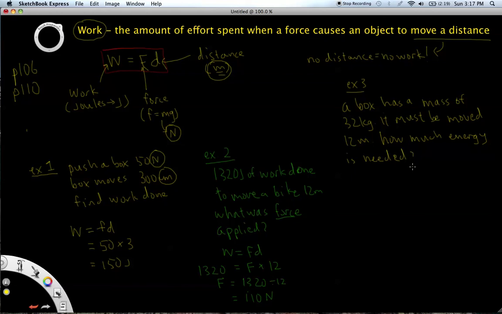Okay, so here's a question. A box has a mass of 32 kilograms. It must be moved 12 meters. How much energy is needed?